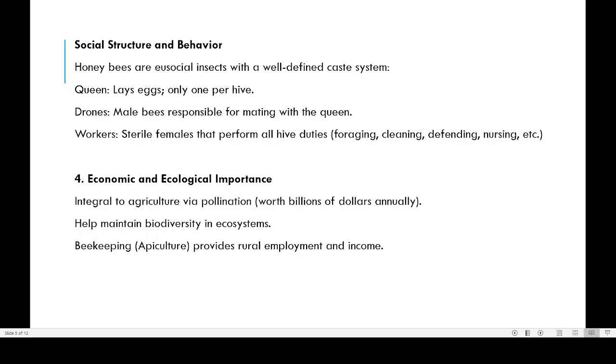The purpose of the queen is laying eggs. Only one queen will be present in a hive. Second, drones are the male bees responsible for mating. Their only purpose is to help the queen in mating. Then worker bees are the sterile females that perform all hive duties like foraging. Foraging means collecting food, collecting nectar. Then also cleaning the colony, defending the colony from enemies, and nursing the larvae as well as the queen larvae. So this is the purpose of the worker bees.